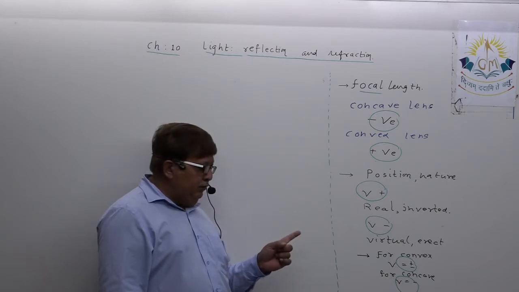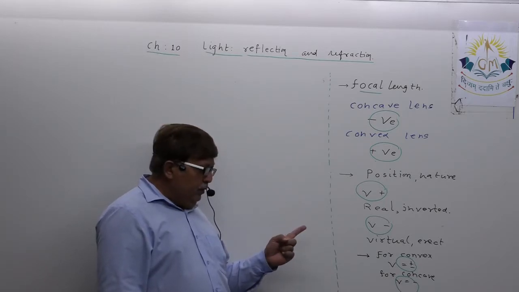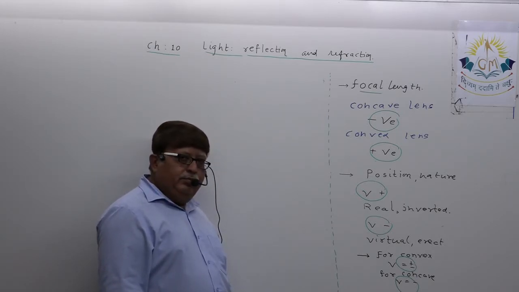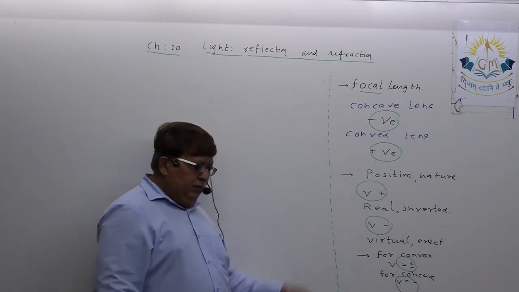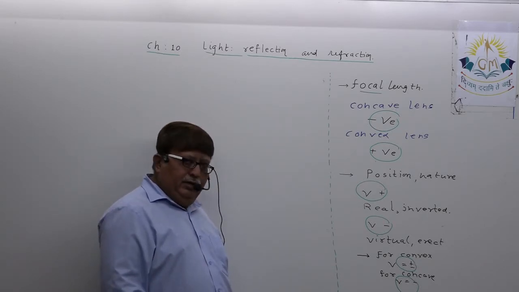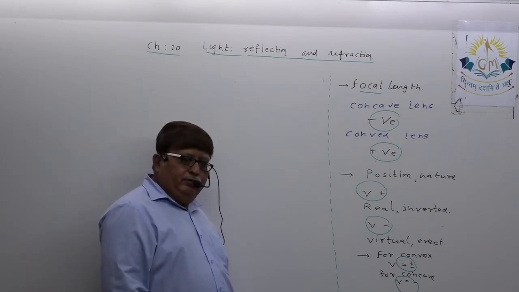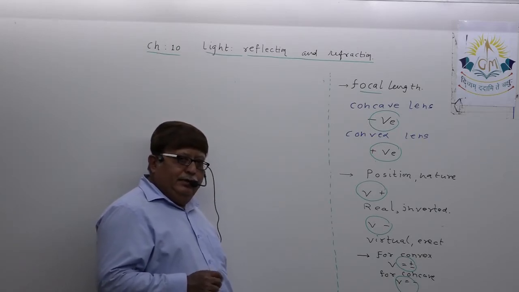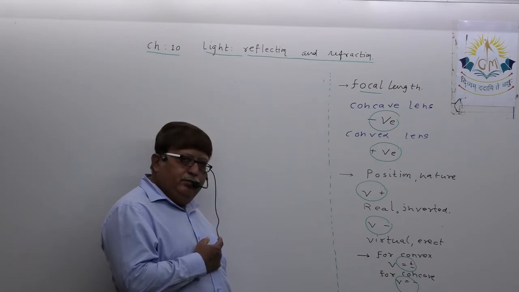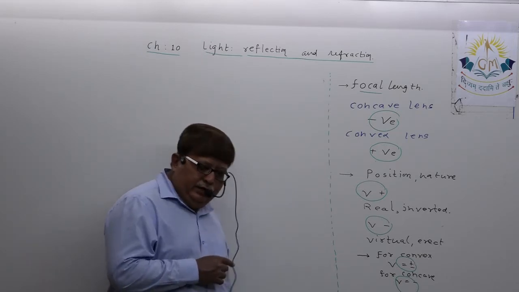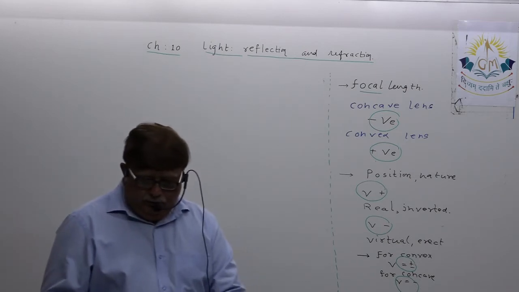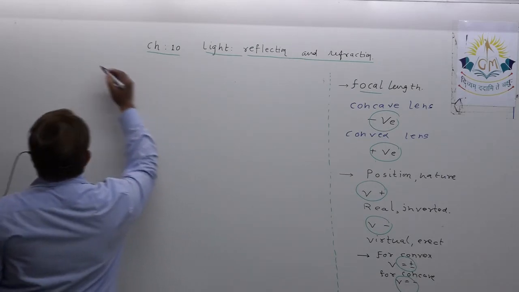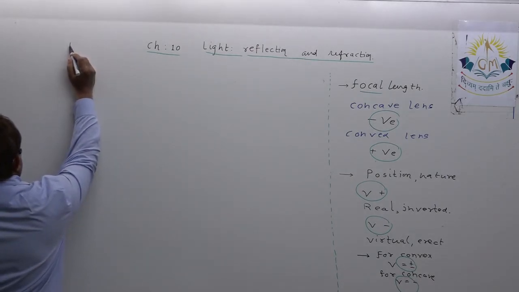For convex lens, there are two possibilities for V. It can be positive, it can be negative. But for concave lens, there is only one possibility. That means you will get V always negative. Okay. So these are some of the important concepts which you need to keep in mind.